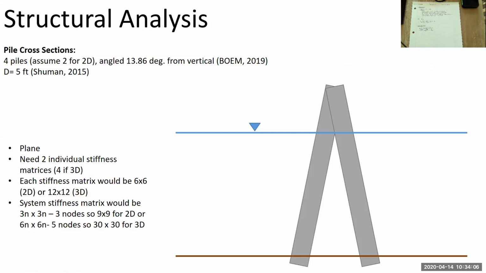And here you can just talk through what the piles would look like. I assumed 2 because we're just looking at a 2D structure. I found some information about the dimensions of the piles, and then talked through how you would set this up in STAAD or using the direct stiffness method. So how many individual stiffness matrices do we have? We're using a plane structure or a truss. How big would the stiffness matrices be, and then the system stiffness matrix.